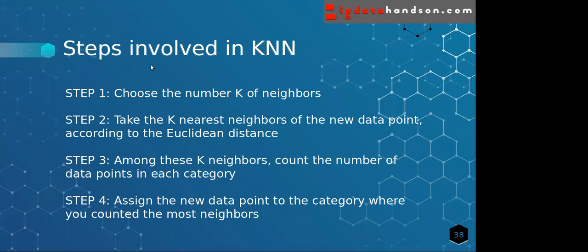The steps involved in KNN are: choose the number of k neighbors, take the k nearest neighbors of the new data point according to the Euclidean distance, and among these k neighbors, count the number of data points in each category. We group the categories, and then assign the new data point to the category where you counted the most neighbors. This is the fourth step we'll follow, and so we will classify all the new data points.